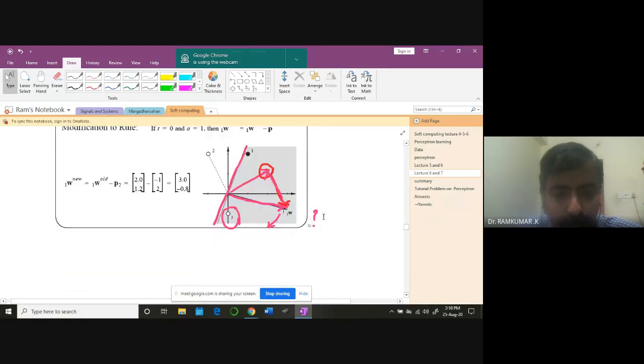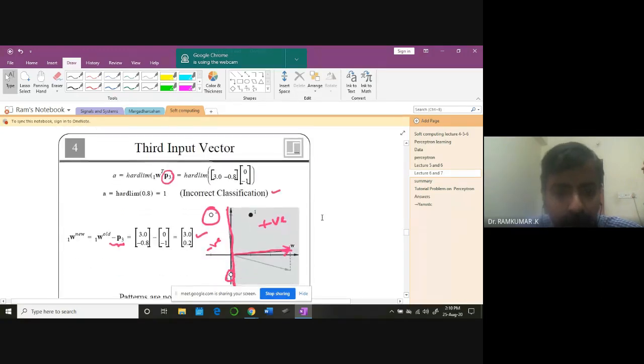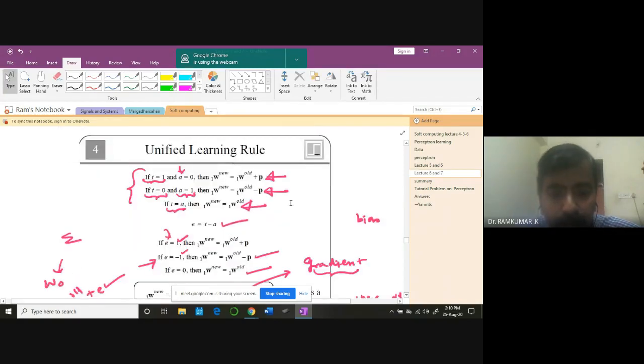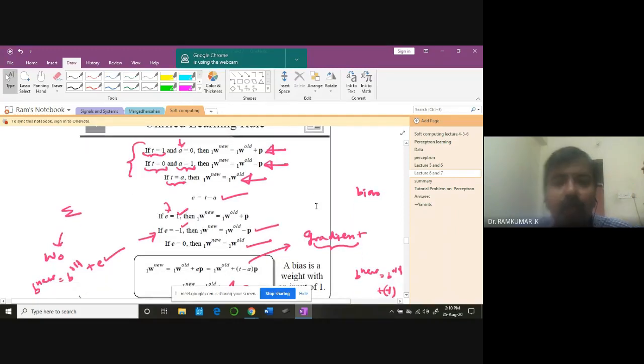W old minus P. Then again, one more misclassification, and from this point you have reached this point, now from here to here. This particular line is now satisfying all the conditions, because this is on the negative side, this is on the negative side, this is on the positive side. That's the weight updation. Okay, look at this learning rule very carefully for a minute, every one of you.